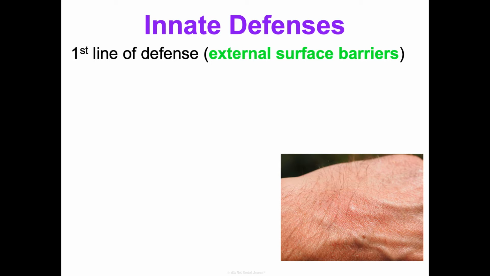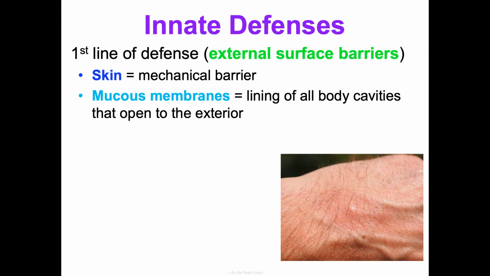First line of defense is your external surface barriers. That includes your skin, which is a literal physical, mechanical barrier. We saw, though, in Concept 1, the integumentary system, how your skin is a barrier physically, chemically, and biologically. So it's just a great barrier.